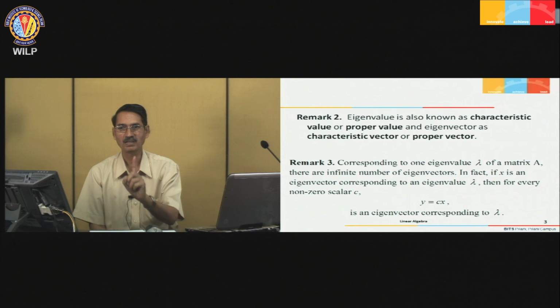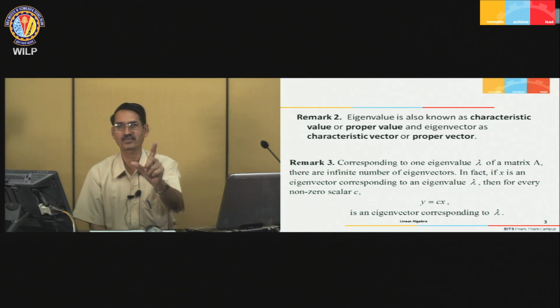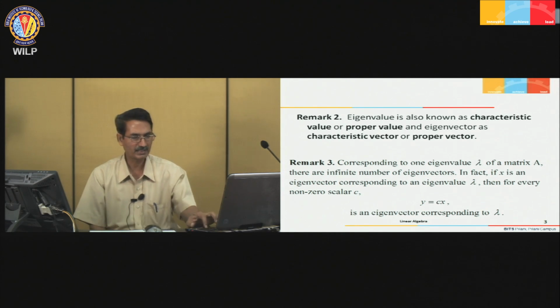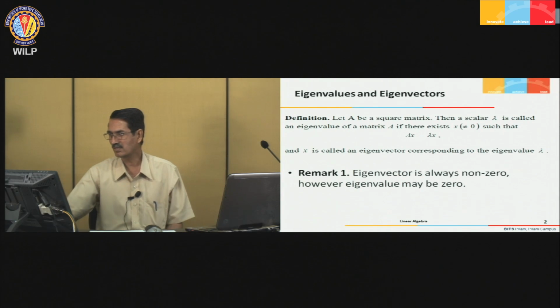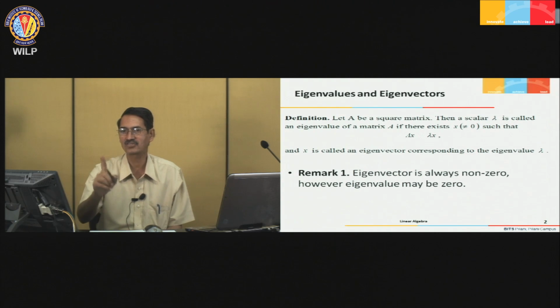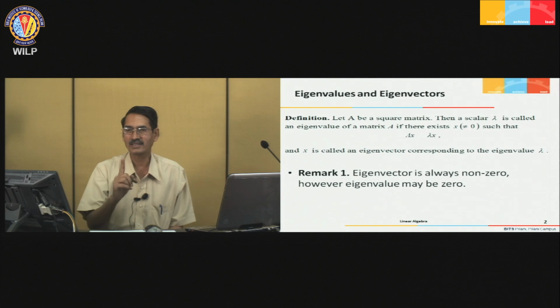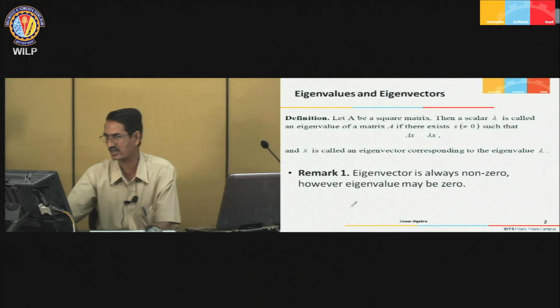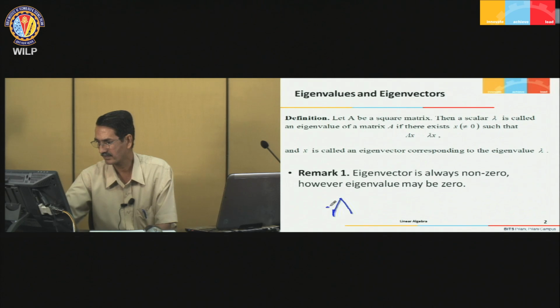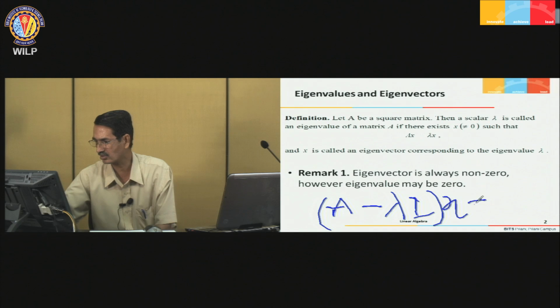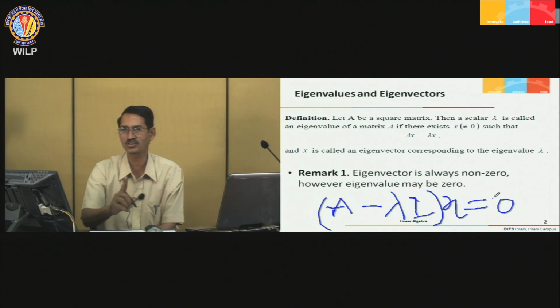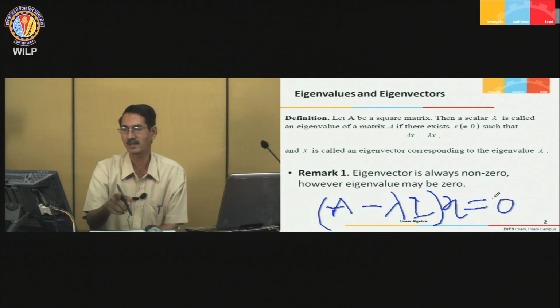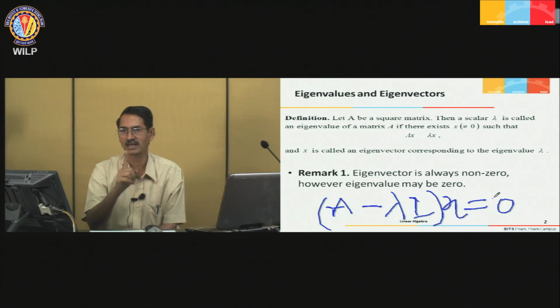So, what is the meaning of an infinite number of eigenvectors? See the previous slides: we are looking for the solution of (A minus lambda I) x is equal to 0. So, if a non-zero x is a solution of this equation for a particular value of lambda, then that non-zero x is called an eigenvector.